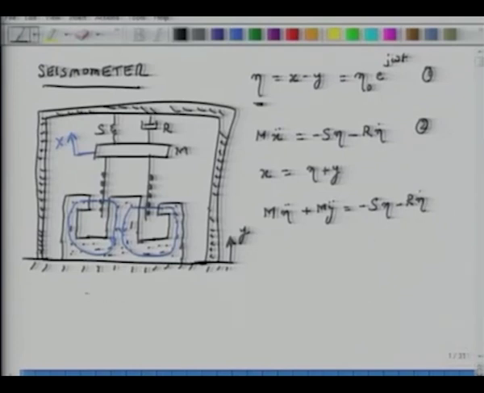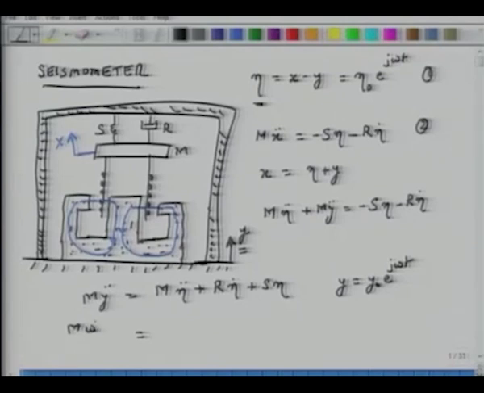I can rearrange this entire equation and write it as m y double dot equals minus, mass times eta double dot plus the damping force plus the force due to the spring. And if I have y of the form y equals y naught e to the j omega t, then what I get is basically my left side becomes m omega square y naught e to the j omega t equals this entire term.